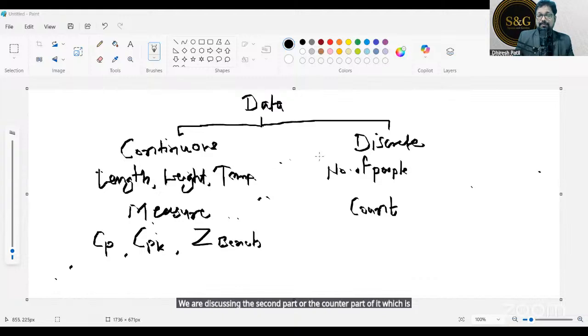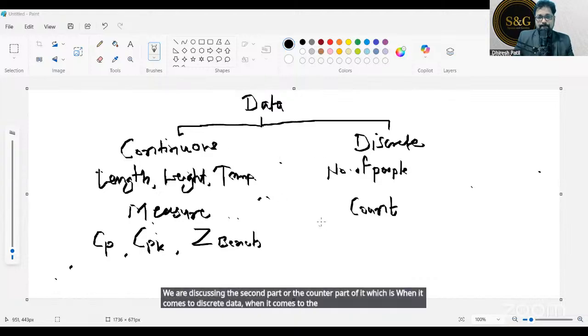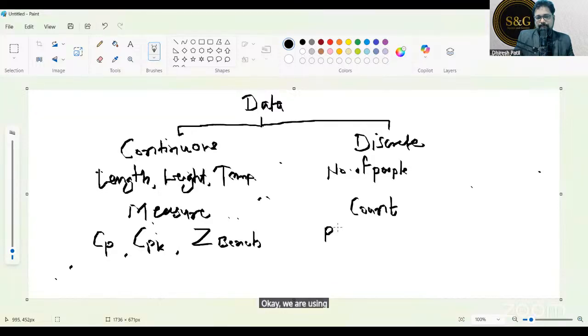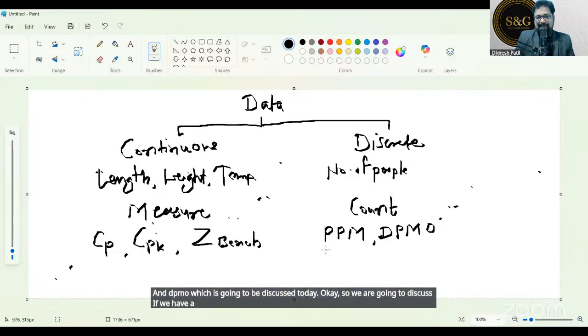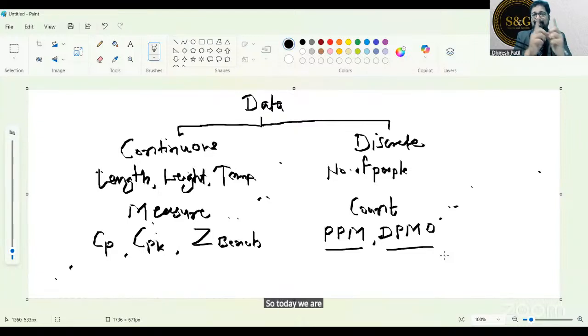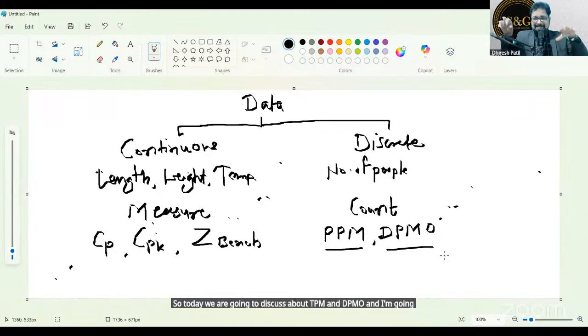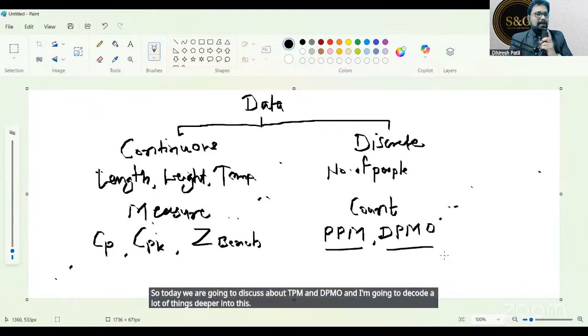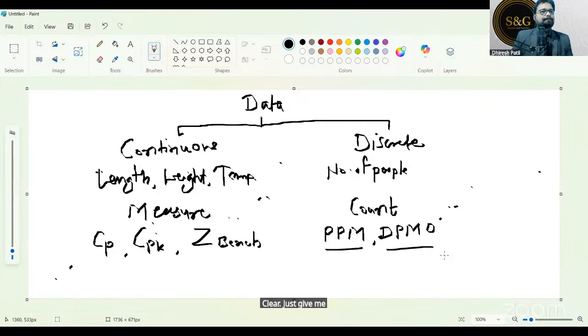All right. Now, today, we are discussing the second part, or the counterpart of it, which is when it comes to discrete data, the count data, where we are using PPM and DPMO, which is going to be discussed today. So we are going to discuss, if we have discrete data, how do we check the process capability? That's the topic, discrete process capability. So today we are going to discuss PPM and DPMO, and I'm going to decode a lot of things deeper into this. Clear? Just give me yes in the chat box.